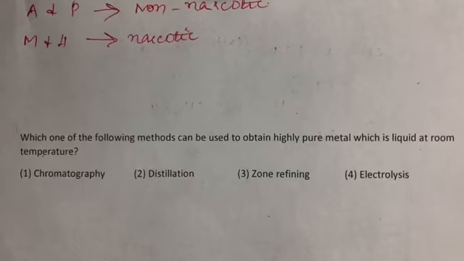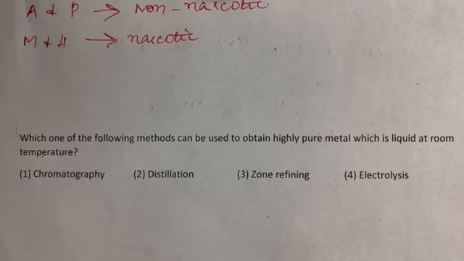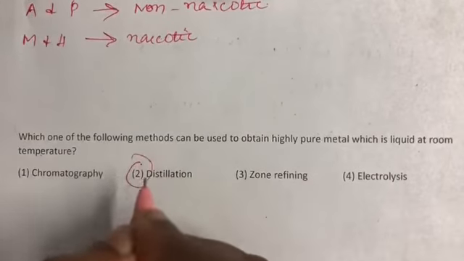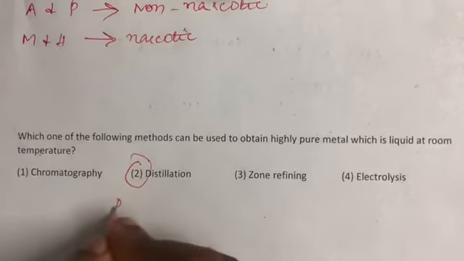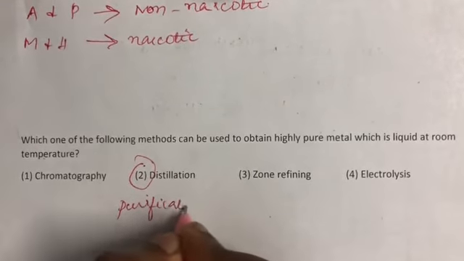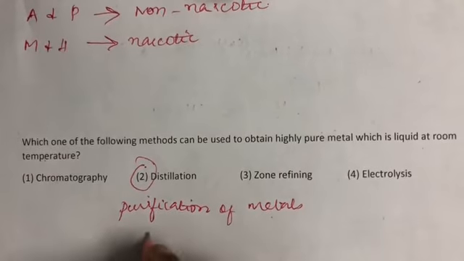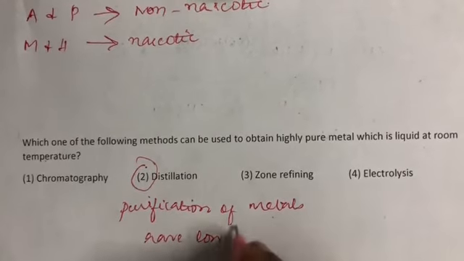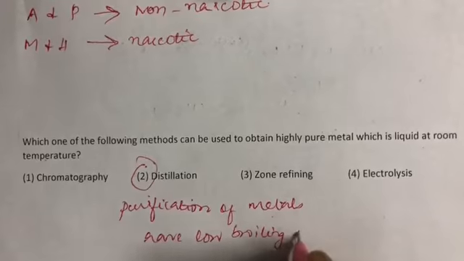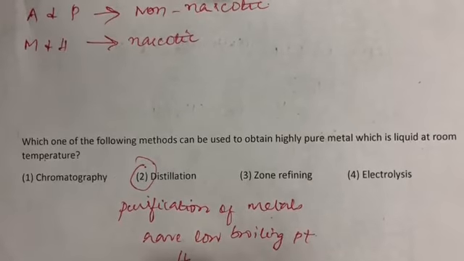Next question: which one of the following methods can be used to obtain highly pure metal which is liquid at room temperature, either chromatography, distillation, zone refining or electrolysis? The answer is the distillation method. Basically, this method is used for purification of metals, mainly metals that have low boiling point. Example, mercury, zinc, etc.